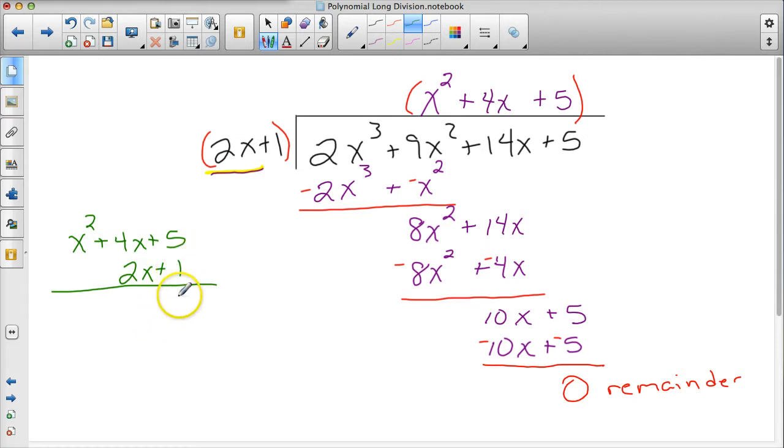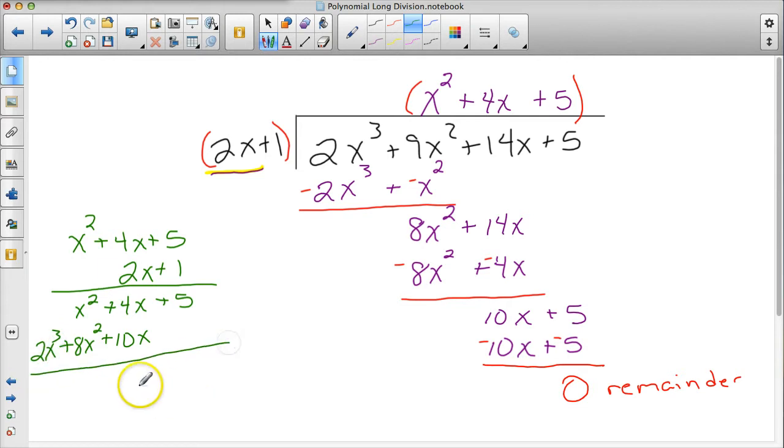So I'm going to multiply 1 times 5 and get a positive 5, and 1 times 4x and get a positive 4x, and 1 times x squared, which is a positive x squared. Then I multiply 2x times 5 and get a positive 10x, multiply 2x times 4x and get a positive 8x squared, and multiply 2x times x squared and get a positive 2x cubed.